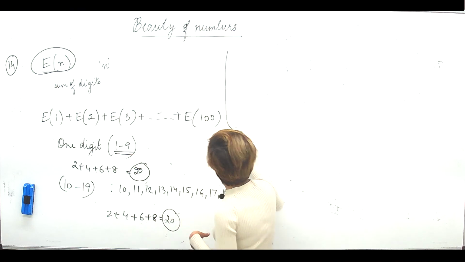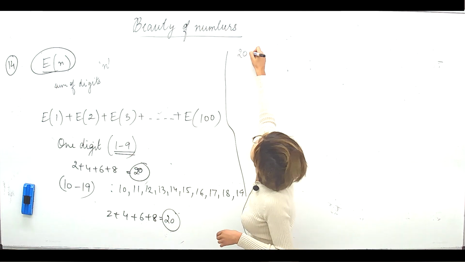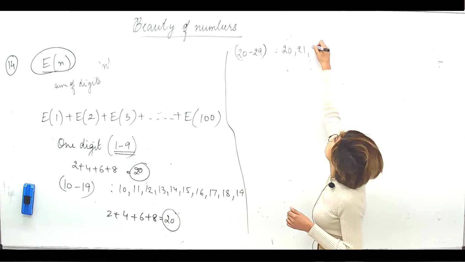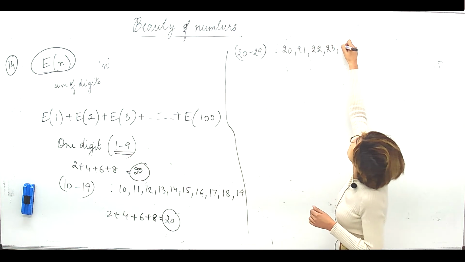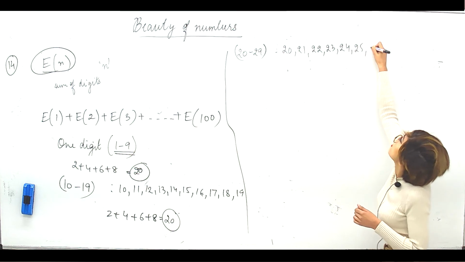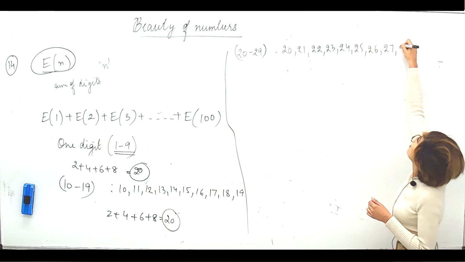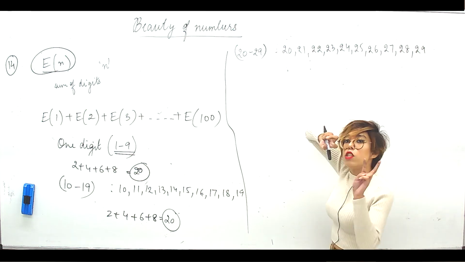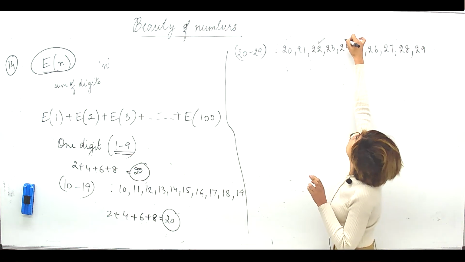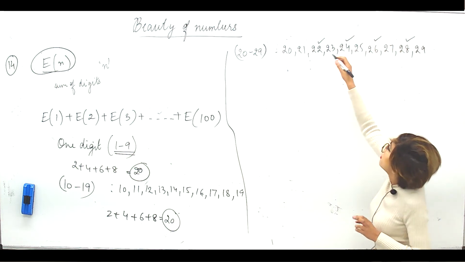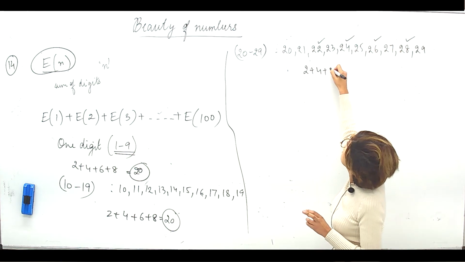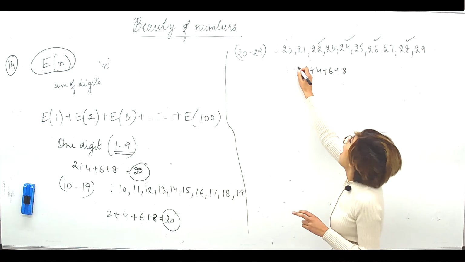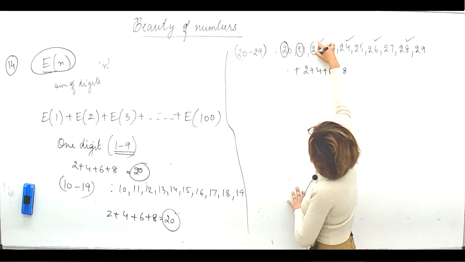Let me move ahead now. Now 20 to 29. So that means I have 20, 21, 22, 23, 24, 25, 26, 27, 28 and 29. Right? Now obviously, check the even digits. In the digits place here 2, 4, 6, 8. Right? 2 plus 4 plus 6 plus 8. That means 20 already I have. But if you notice, I'm getting 2, 2, 2, 2.